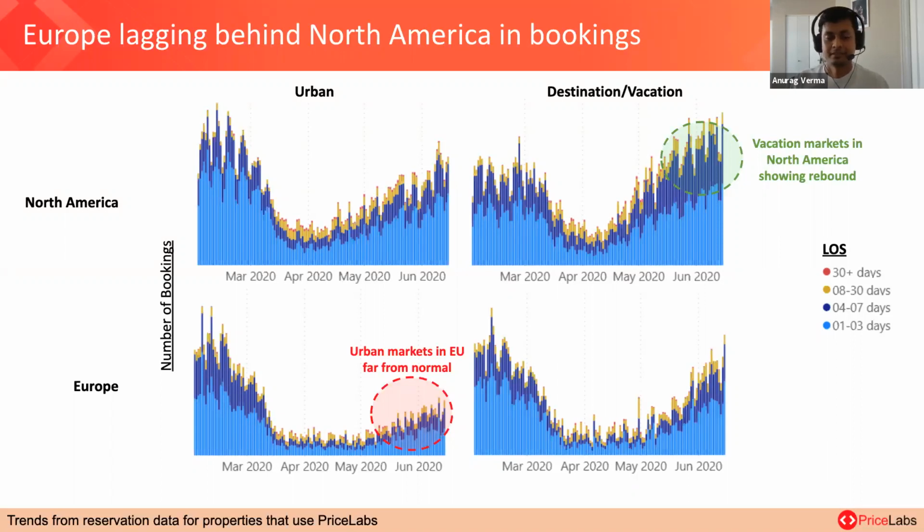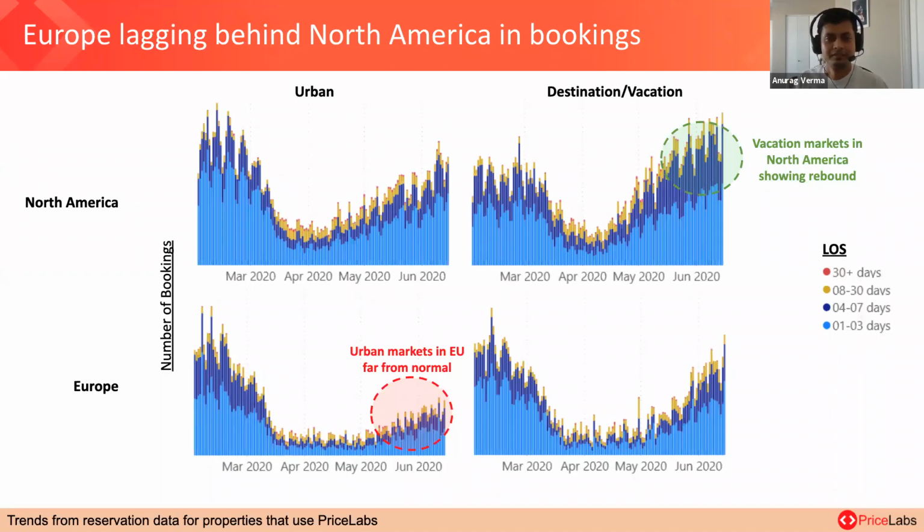All of this data is coming from listings or properties that use PriceLabs. So this is real reservation data that we are tracking for all of our customers. The first set of charts that we want to look at is just the total number of bookings. So this is regardless of what the length of stay was, regardless of what the lead time was, we are just saying, hey, how many total bookings came in? We did break it out by segments of length of stay.